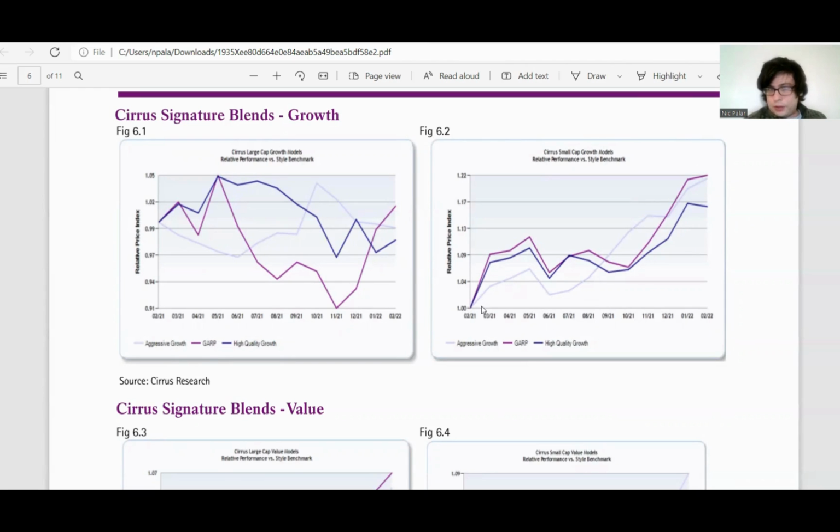So, the way to think about this is these lines are the model performance over the benchmark performance divided by the benchmark performance. So, as these lines go higher, that means that the growth model is outperforming relative to its benchmark. As the lines go down, such as this period last year, that means that the models are underperforming relative to the benchmark.